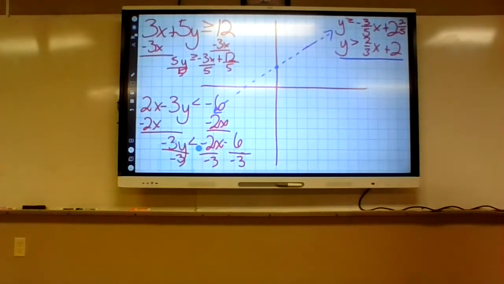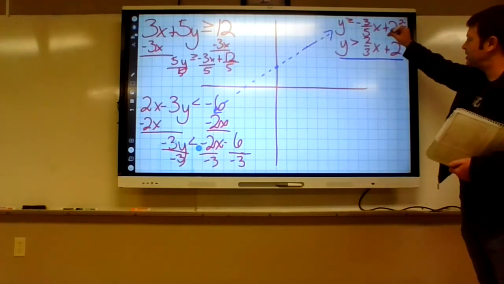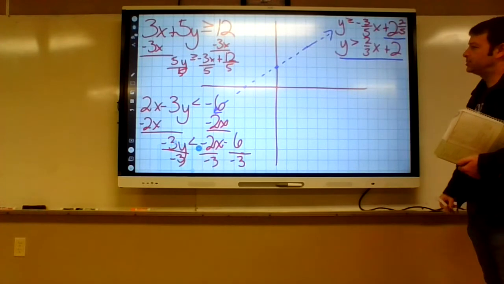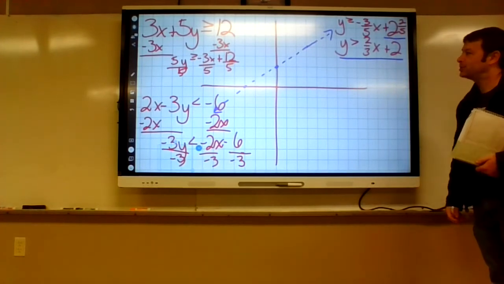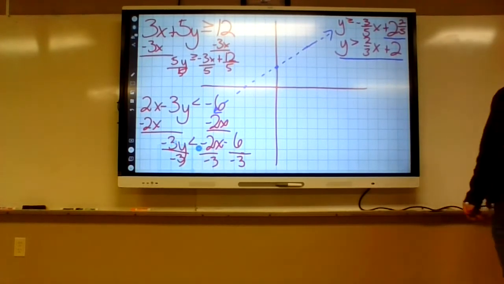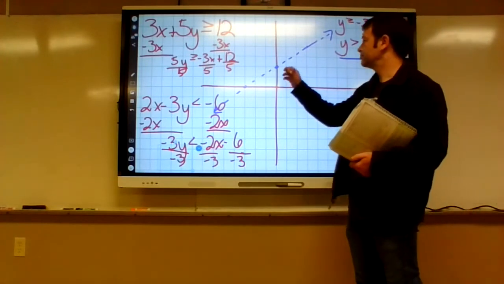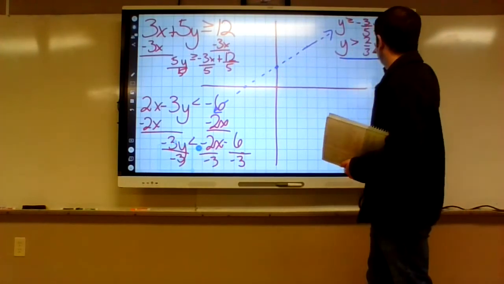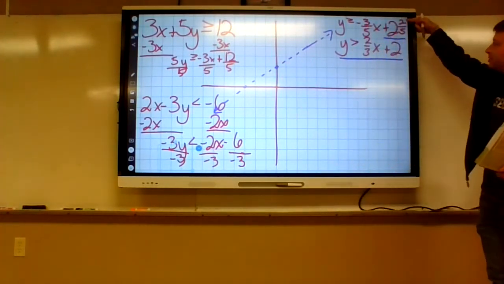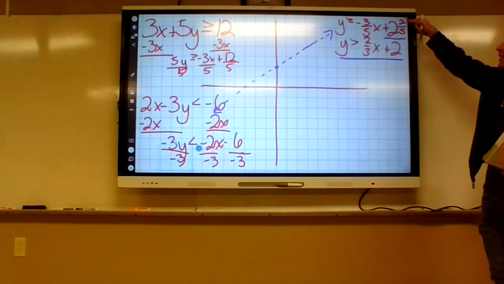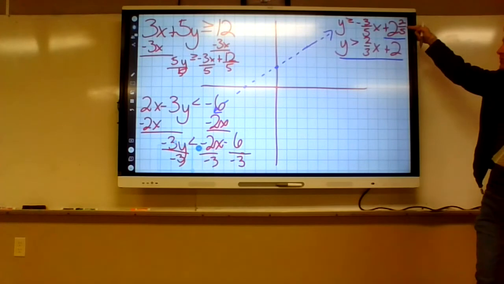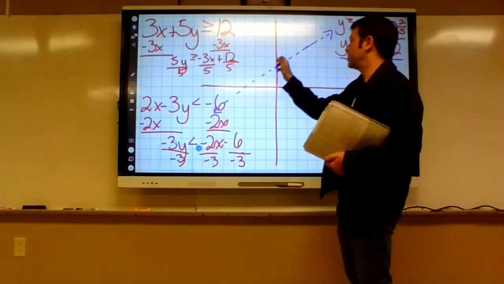Alright, and on the other line, this one I was kind of worried about because the y-intercept is 2 and 2/5. Where would that be? It's a little bit above the 2. 2/5 is less than half of 5, so it's a little bit less than 2.5. So that's going to be about right from there.